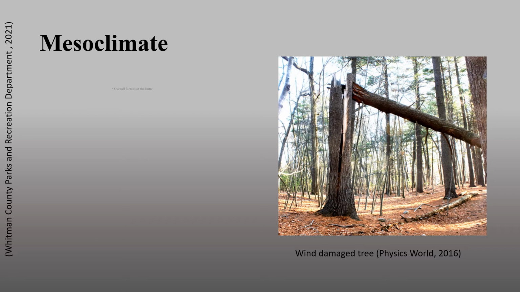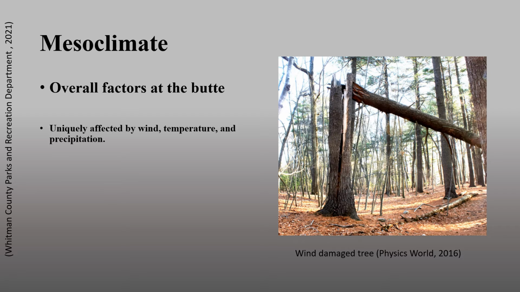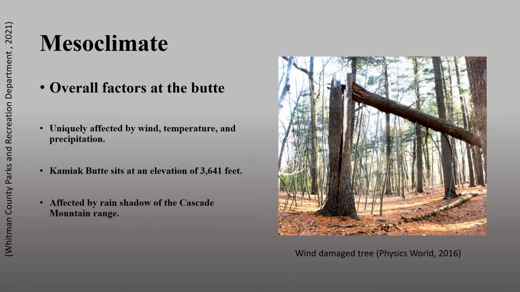The mesoclimate is what makes Kamiak Butte unique from other areas. The butte is uniquely affected by wind, temperature, and precipitation due to its features. Kamiak Butte sits at an elevation of 3,641 feet, meaning that it is unsheltered from the sheer force of winds and has to deal with colder temperatures than the lower areas that surround it. As well as this, Kamiak Butte is still affected by the rain shadow created by the Cascade Mountain Range and therefore receives little rainfall compared to areas that lie just to the east of it.